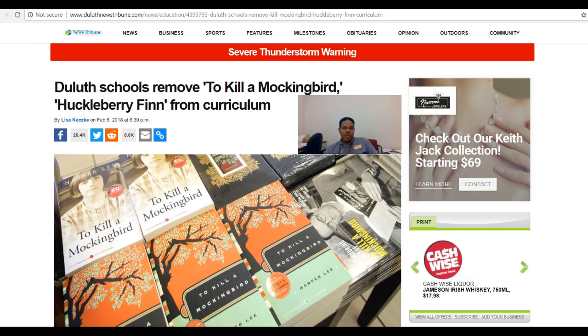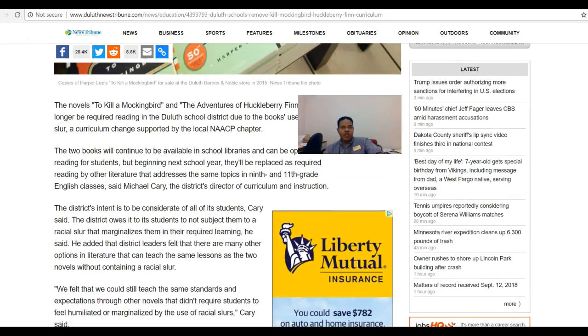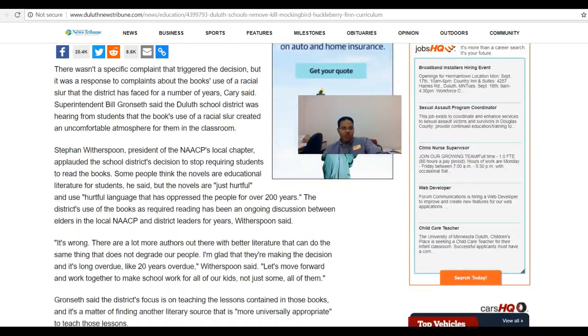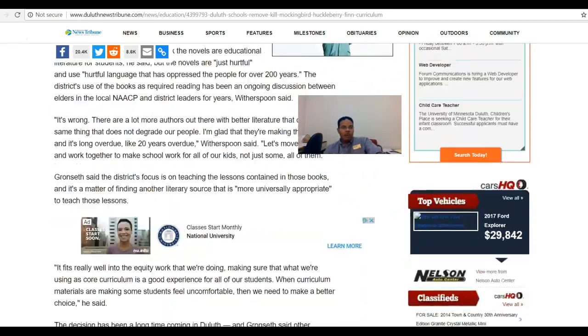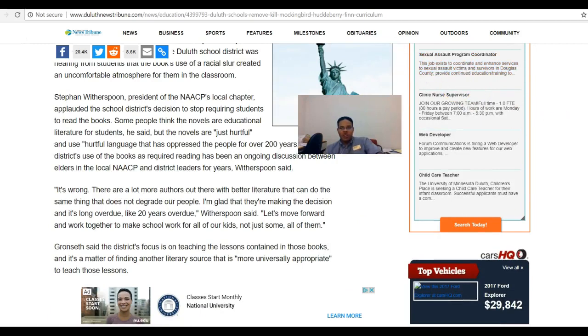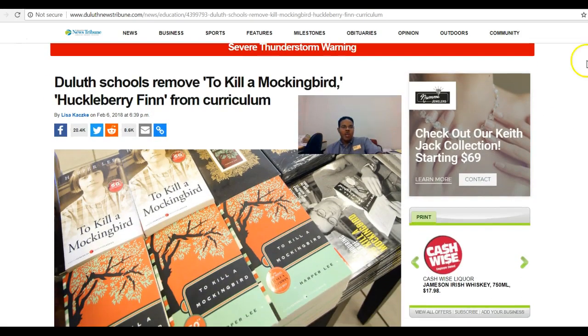They have not banned To Kill a Mockingbird or Huckleberry Finn. These works are still available in their school libraries. That is written somewhere in here. If you want to find this article, you can probably just Google Duluth Schools removes To Kill a Mockingbird, Huckleberry Finn from curriculum, and this is the hyperlink up here.